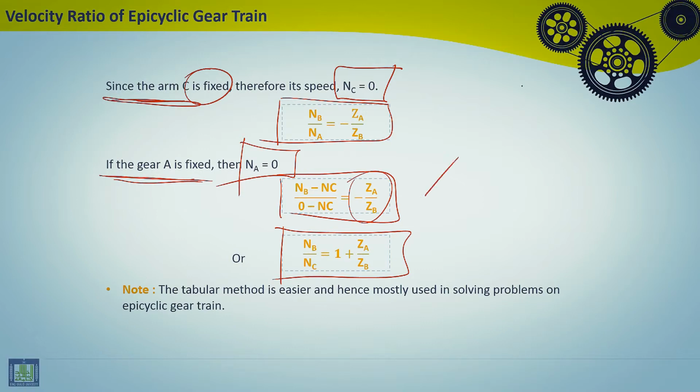So it seems a lot of calculations in the second method. Note, the tabular method is easier and hence mostly used in solving problems on epicyclic gear trains.